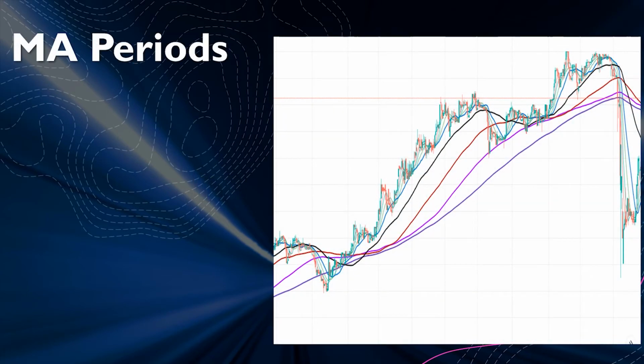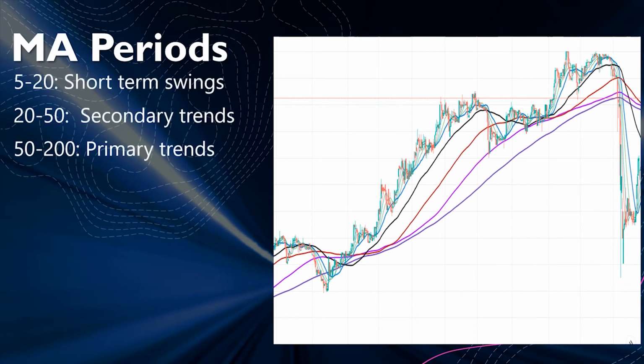MA periods may be changed according to the trader's preference. Short period MAs are used for short-term trading. MAs 20 to 50 are used to identify secondary trends. MAs 50 to 200 or more are used to identify the primary trend.